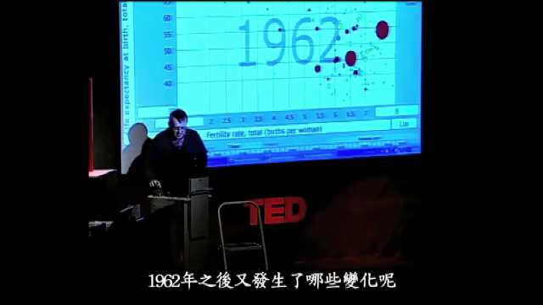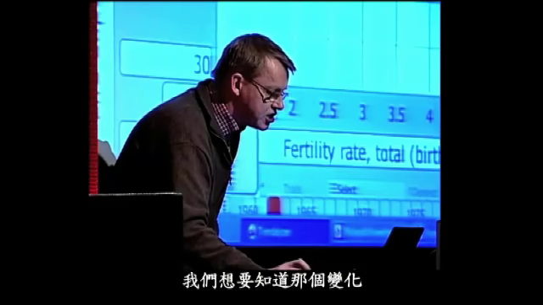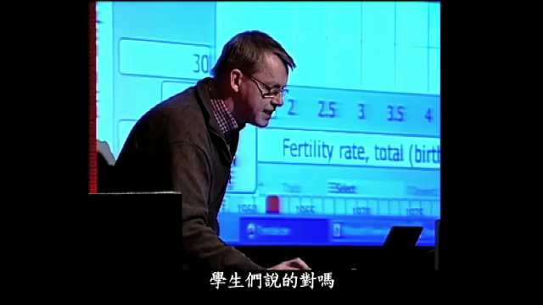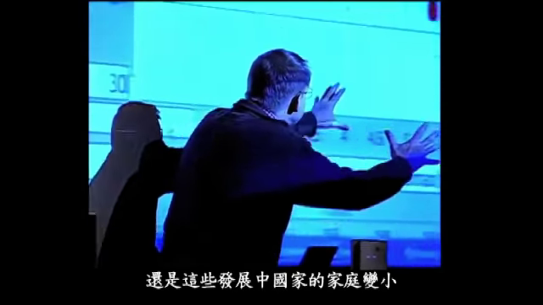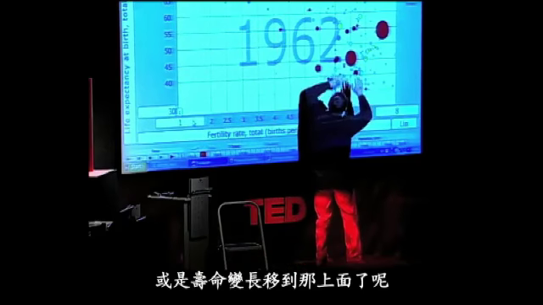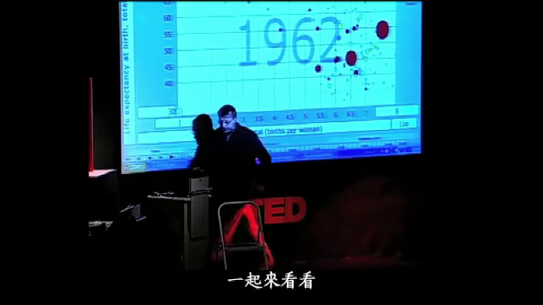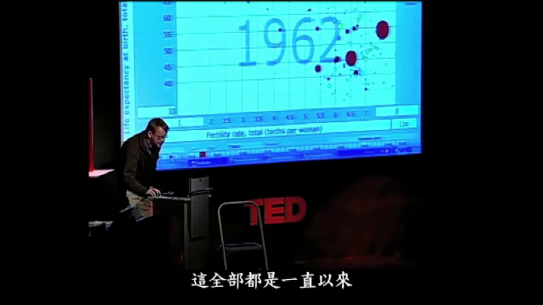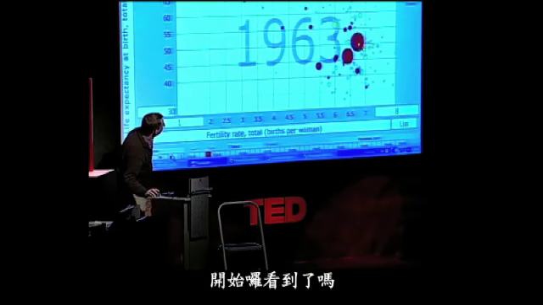Now, what has happened since 1962? We want to see the change. Are the students right? It's still 2 types of countries? Or have these developing countries got smaller families and they live here? Or have they got longer lives and live up there? Let's see. We start the world. And this is all UN statistic that has been available. Here we go. Can you see there?